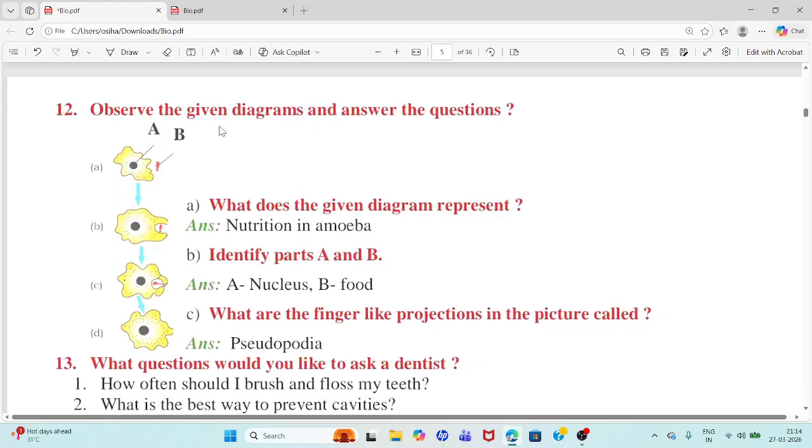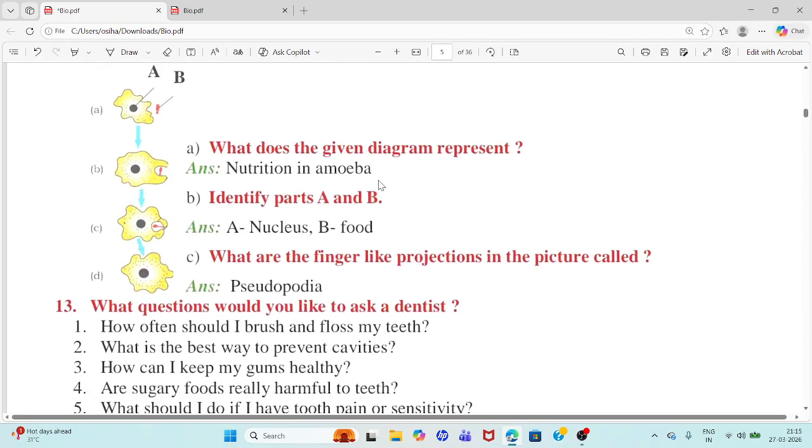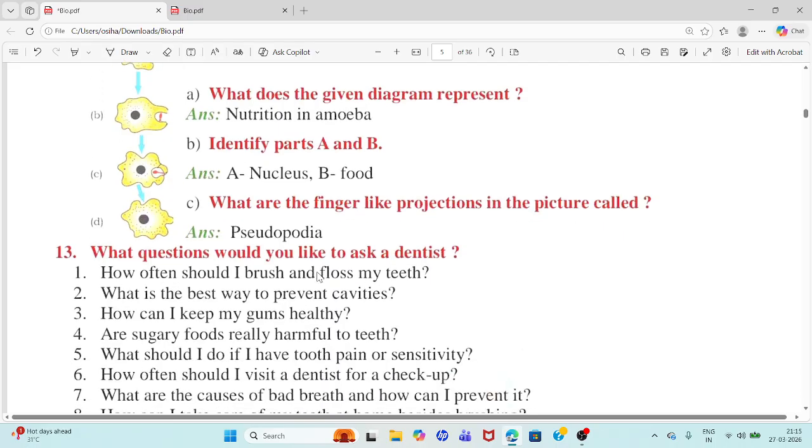12th question. Observe the given diagram and answer the questions. What does the given diagram represent? Nutrition in amoeba. Identify the parts A and B. A is nucleus and B is food. What are the finger-like projections in the picture called? Pseudopodia. Before also we have learned this.